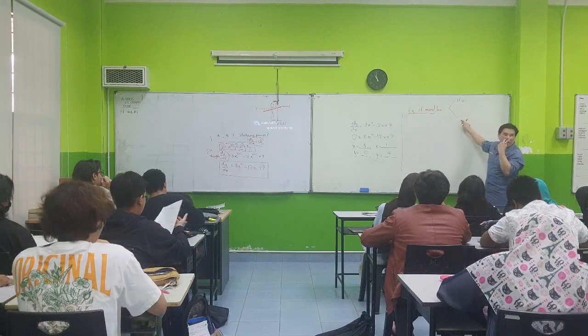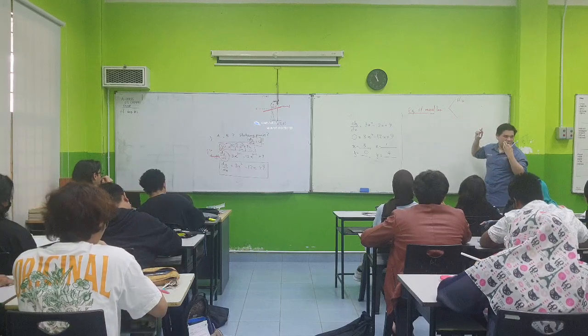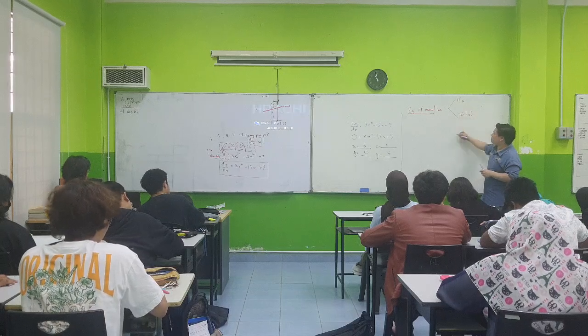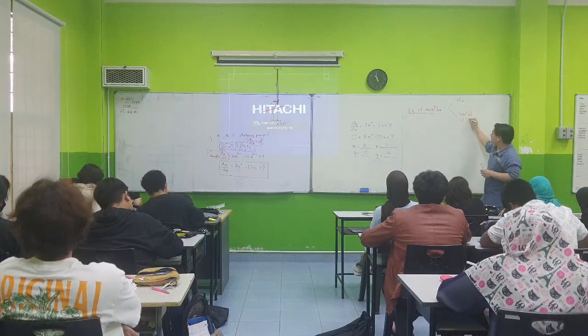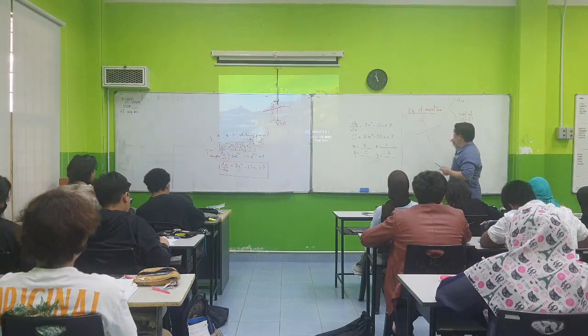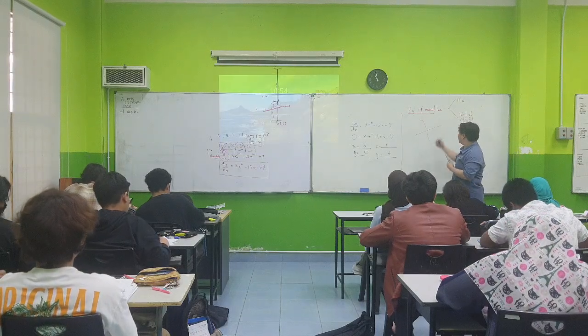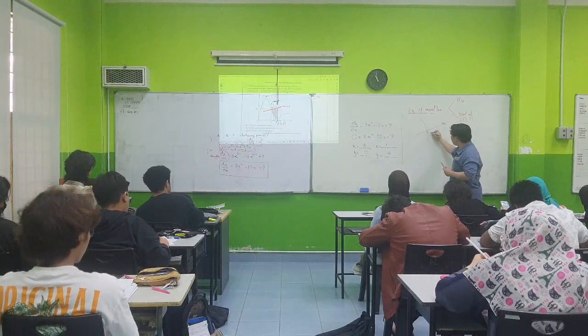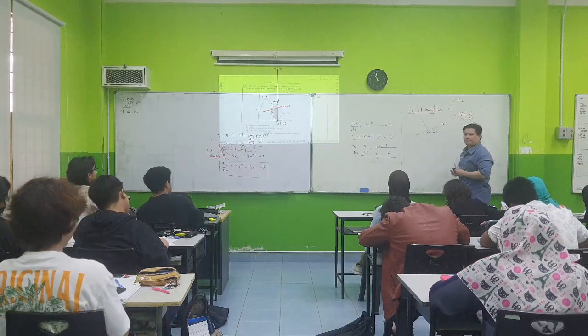And the point of contact. Which point? The point of contact. In this case, the point of contact is C, (2, 2), am I right? Because your normal is something like that. This is your normal. I need the gradient of the normal and the point C, (2, 2).